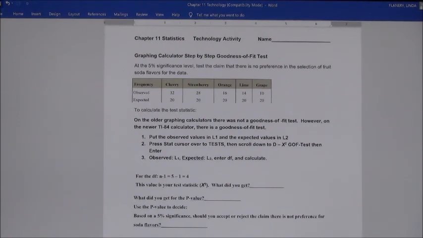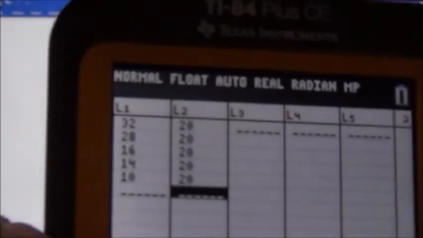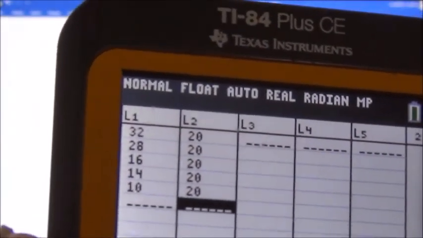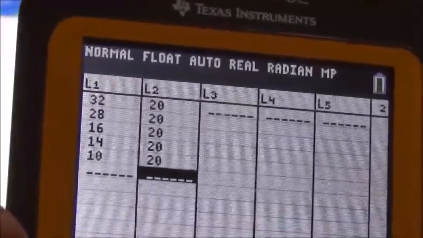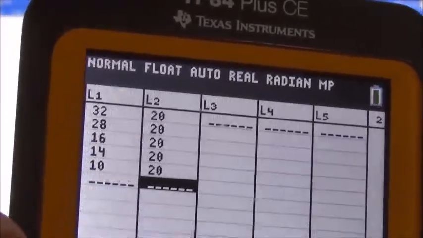My observed values are 32, 28, 16, 14, and 10. And my expected value for all of them is going to be 20: 20, 20, 20, 20, 20. Enter. Now that I have all my data in, my observed in list 1 and my expected in list 2, I can perform my goodness of fit test, which is a chi-squared test.